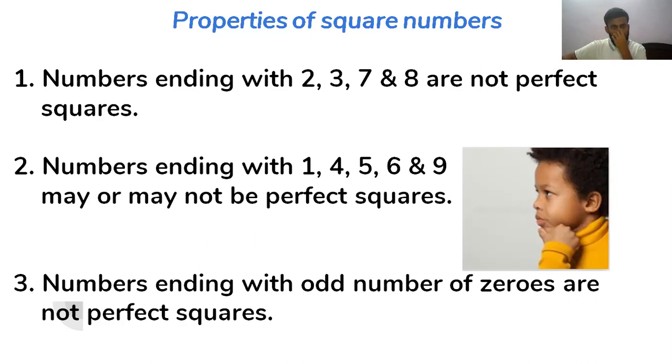तो यहाँ पे सबसे पहली प्रॉपर्टी क्या है? So the first property says numbers ending with 2, 3, 7 and 8 are not perfect squares. See, this is very simple. What does it say? It says that numbers ending with 2, 3, 7 and 8 are not perfect squares, right? I will show you with some examples.